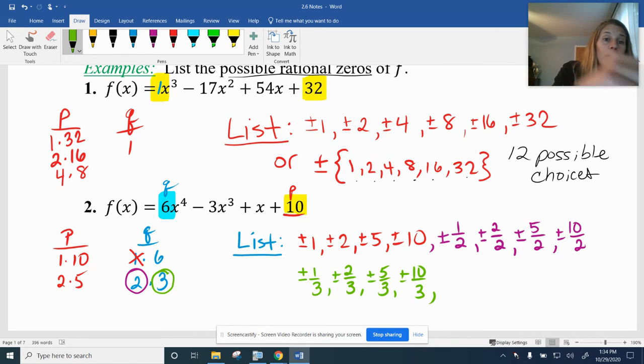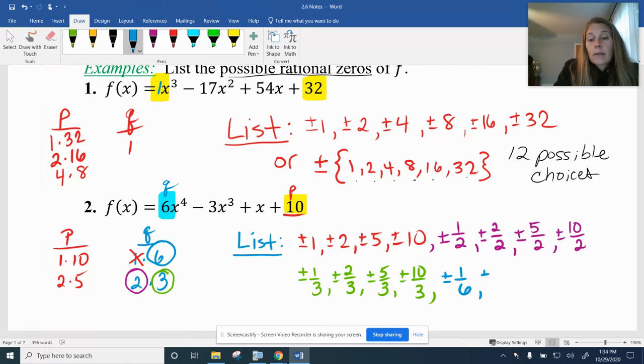And now from there, we're going to do this one more time, and this time we're going to use this 6 as our denominator. So plus or minus 1 over 6, plus or minus 2 over 6, plus or minus 5 over 6, and plus or minus 10 over 6.